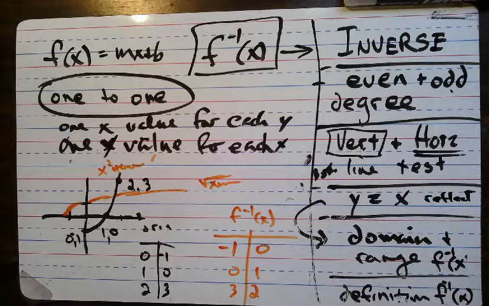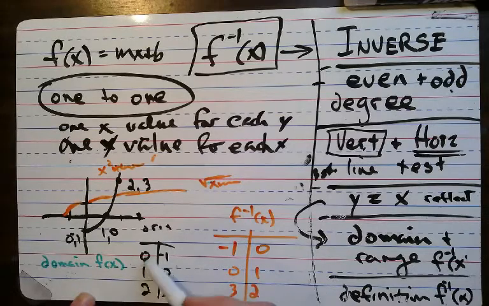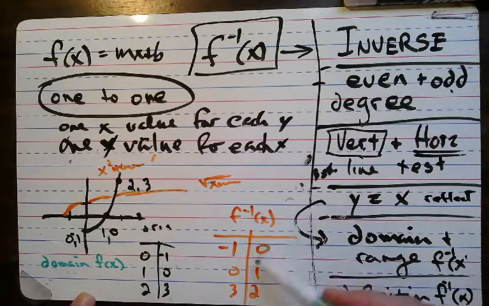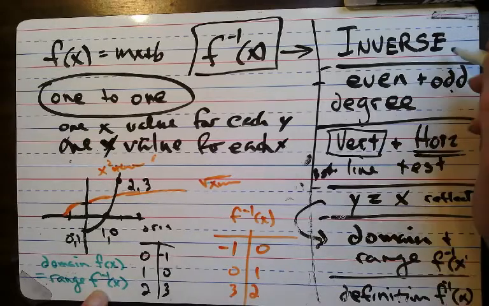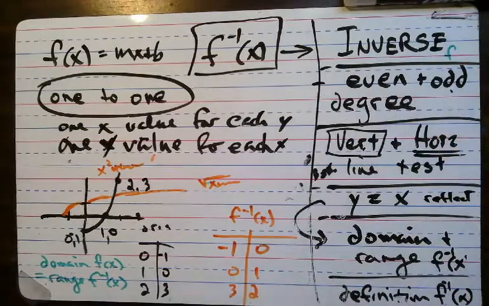So what we say is that the domain of the original, the domain of f of x, equals the range of the inverse. See, 0, 1, 2 and 0, 1, 2, the range of the inverse. So the domain of f equals the range of the inverse. Remember, that's how you write inverse: f of x to the negative 1.